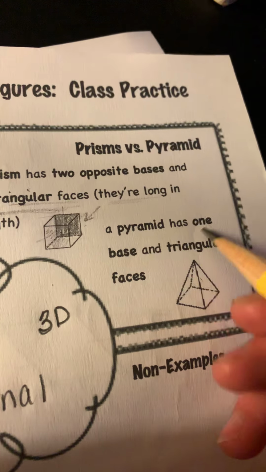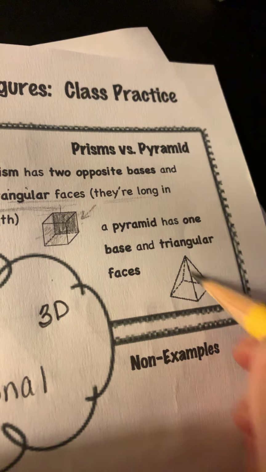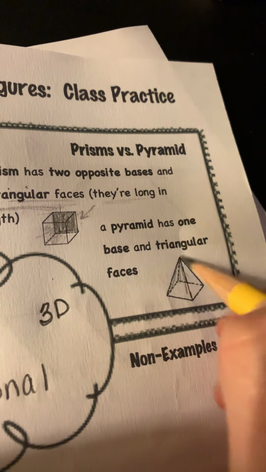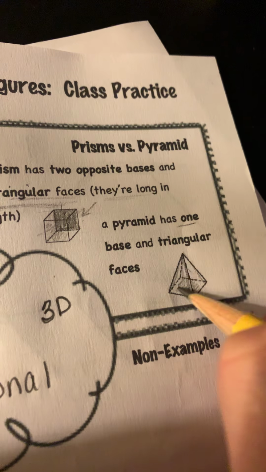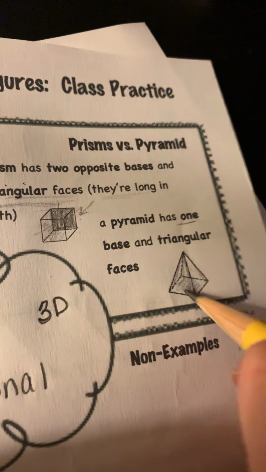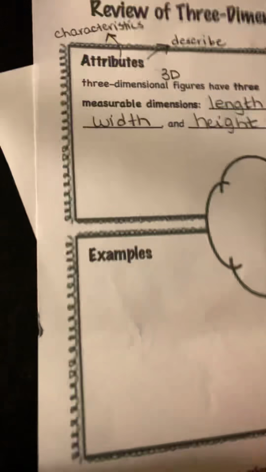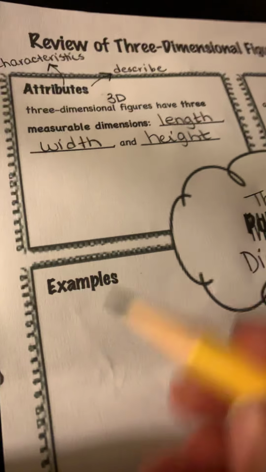Pyramid, I always remembered a pyramid because it went up to one point. I mean, that to me is how I knew I had a pyramid. Plus, it has one base. And pyramids have the triangular faces. But, I mean, they need to know the difference. Some examples. Let's draw our own cube.